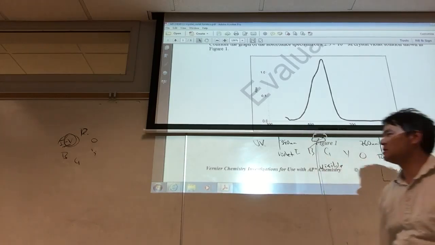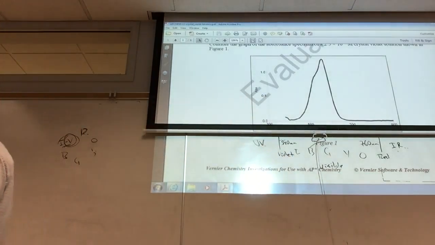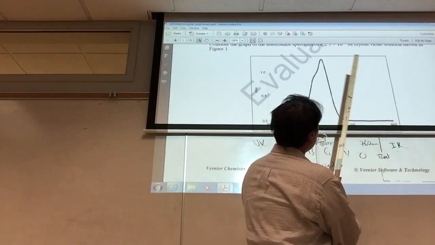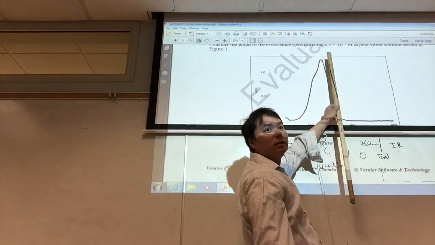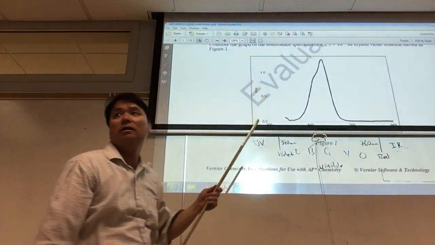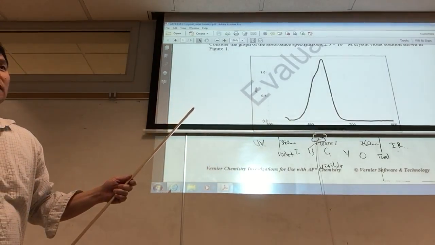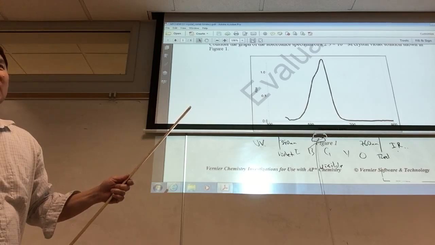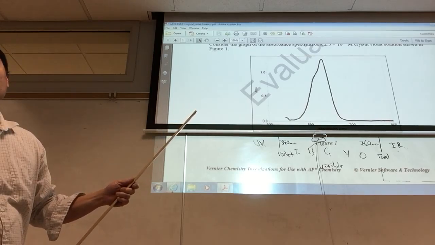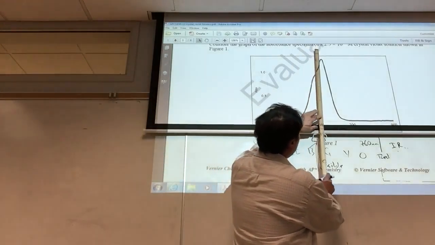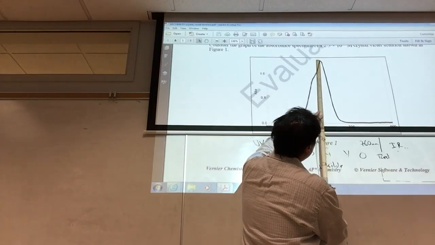Well, this is kind of hard to see, so let's put it out here. It looks like this absorption peak. Do you guys remember lambda max? What does lambda max stand for? The maximum wavelength, lambda max? No. Lambda max stands for the wavelength at maximum absorption.